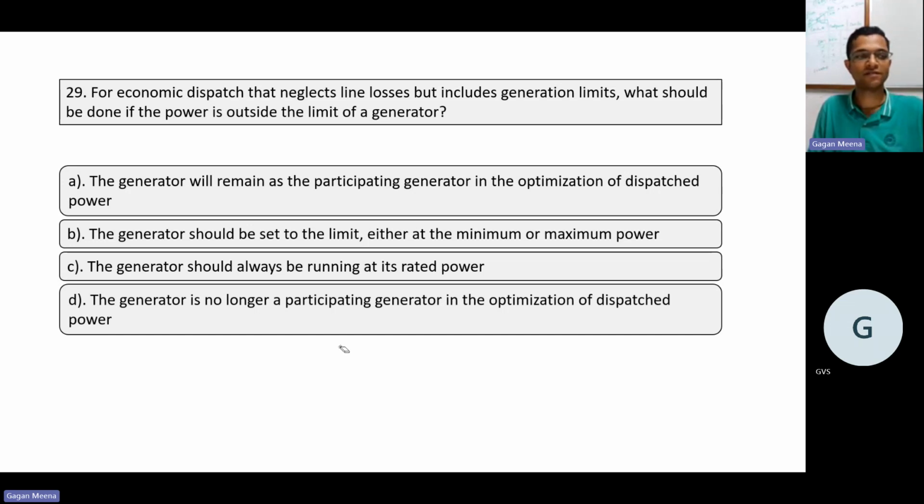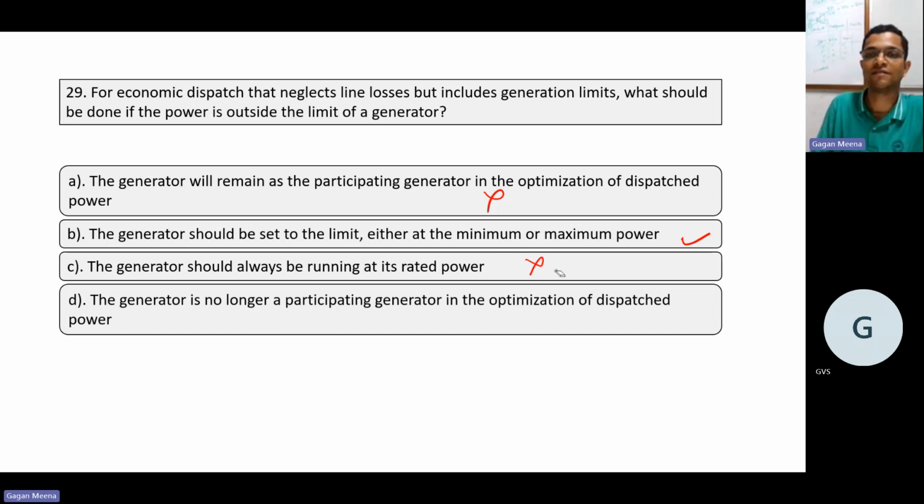So the next question is on economic dispatch that neglects the line loss but includes generation limits: what should be done if power is outside the limit of a generator? Will that generator remain a participating generator? No, this will not be the case. It should be set to the limit, either minimum or maximum. Generator always running at its rated power? These two are not correct. This is correct: the generator is no longer a participating generator in the optimization problem of dispatched power.